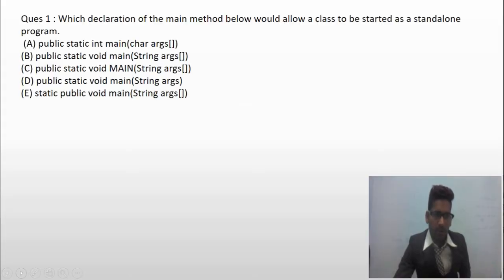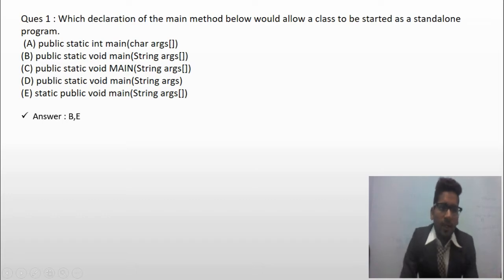So our first question is, which declaration of the main method below would allow a class to be started as a standalone program? And the options are given below. So try to find out the answers and then we'll see the answers. So first let's see the answers, then we'll discuss each of the options. So the options B and E are correct.